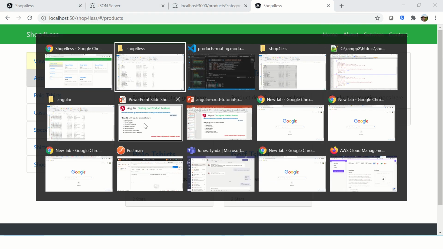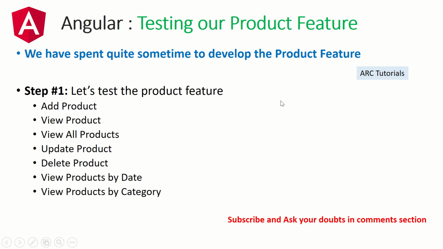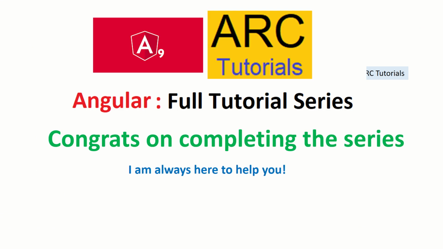So that is how we do end-to-end development of a feature product module. We have learned to build the feature module, test it, and now we deployed it to our local server. That concludes this particular series. That's the end of this particular series on Angular CRUD full tutorial series. Congrats to all of you on completing this series.